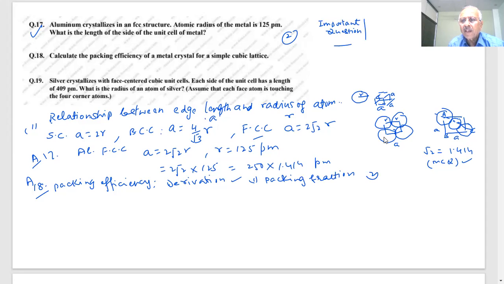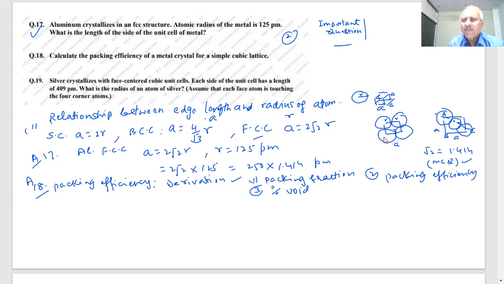Another is packing efficiency. And third is percentage of void. ठीक है? Percentage of void space. Yes, sir. Void efficiency. Anything can be there.